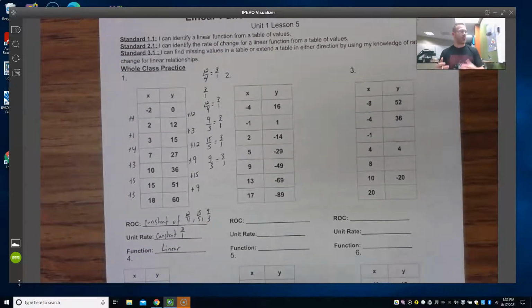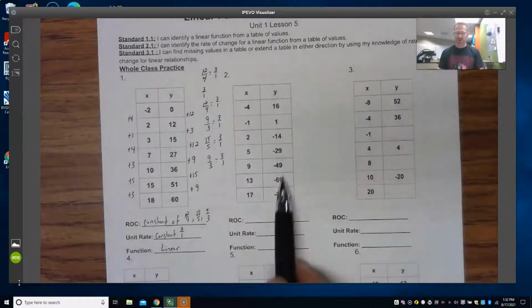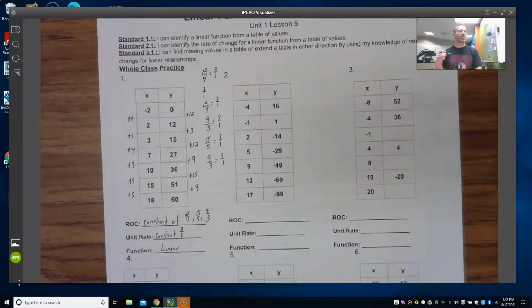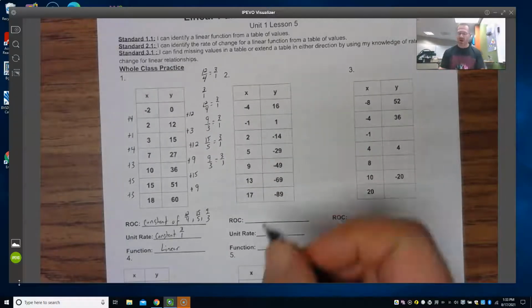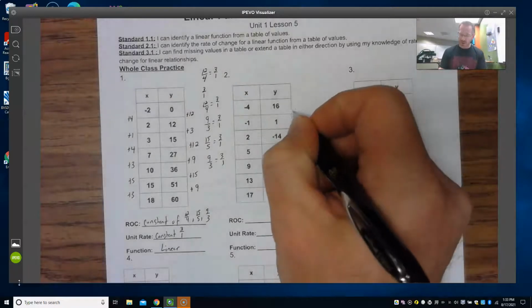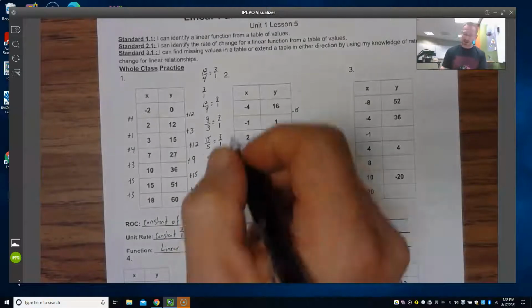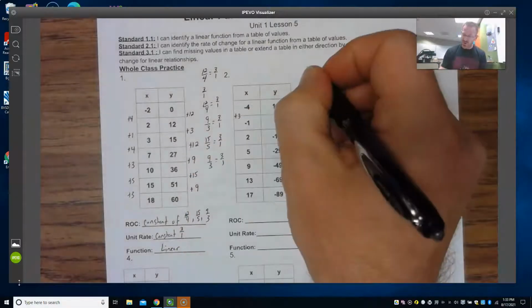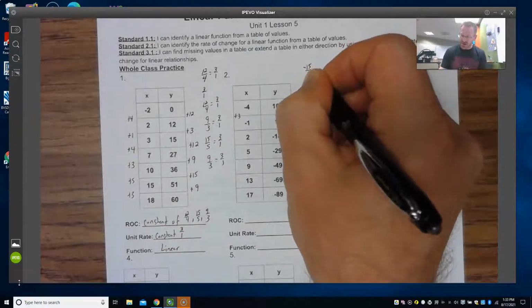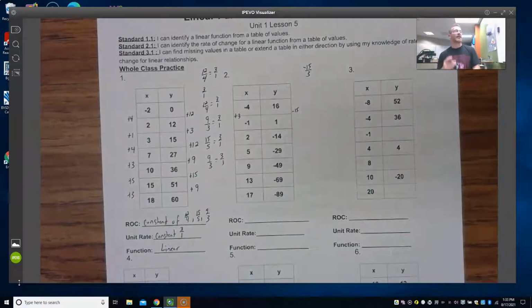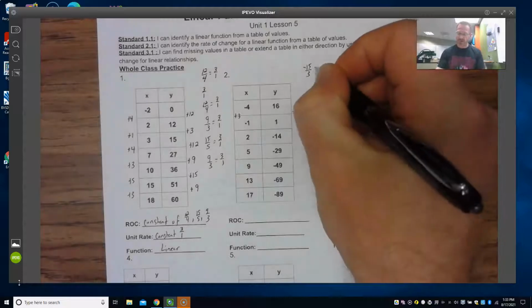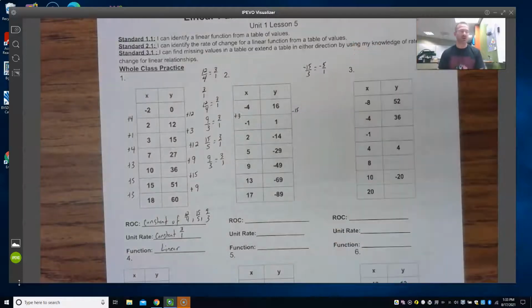And let's see, once again, notice there's no missing values in my table, so I can go right in and start looking at those rates of change. All right, so notice when I go from 16 to 1, I go down 15. When I go from -4 to -1, I go up 3. So my first rate of change is -15 to 3. Not my unit rate of change, but I can make it look like a unit rate. So -15 divided by 3 is -5 to 1.